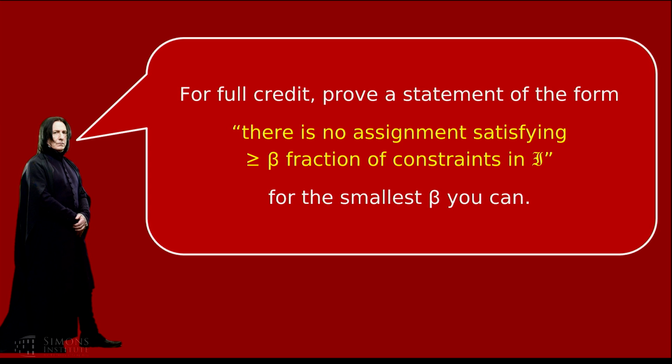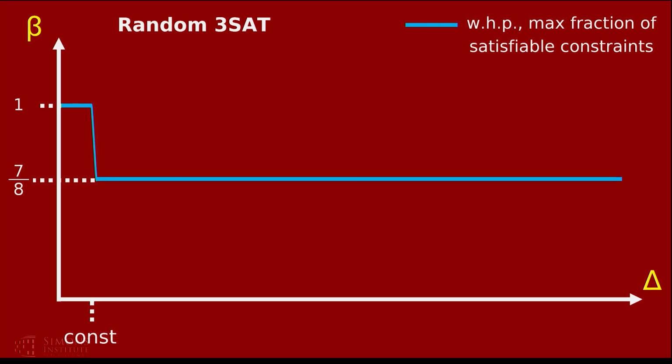But you might try to prove that no assignment satisfies even 90% of the constraints. That would be a stronger statement. So we would like to do that. And let me tell you about this problem in the context of 3-SAT. So we have this delta axis, and now we're going to add a beta axis. So here's the truth. This is not hard to prove. If you pick a random 3-SAT instance with some density delta, then as soon as delta is bigger than some constant, I don't know, 10 or something, you can easily prove that not only is it unsatisfiable, but every assignment to the variables satisfies at most 7/8 of the constraints. Well, 7/8 plus some little o of 1.